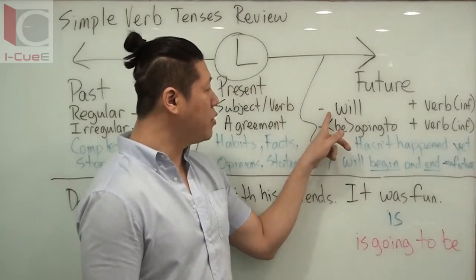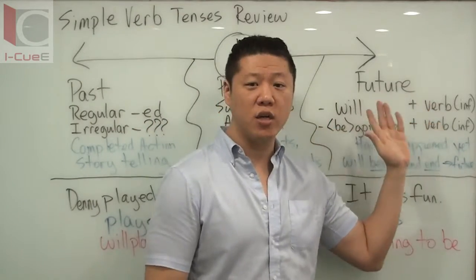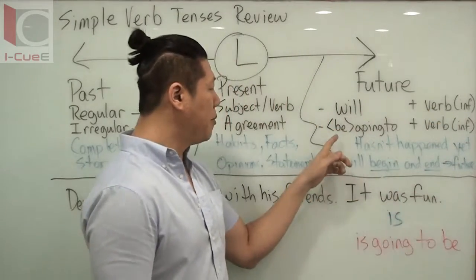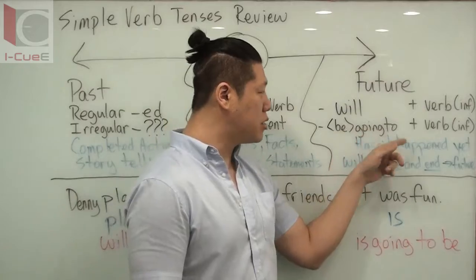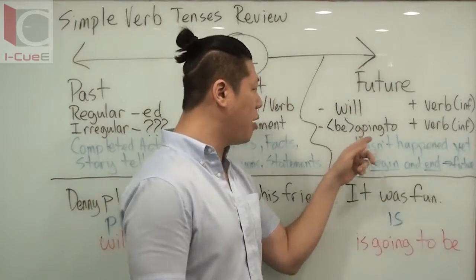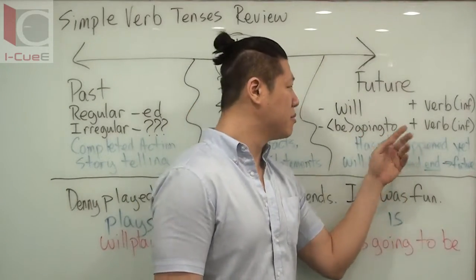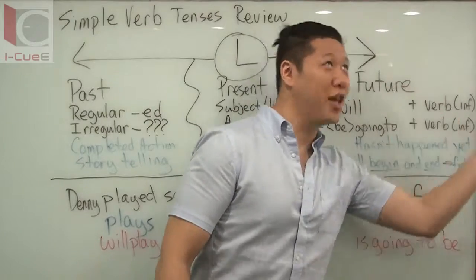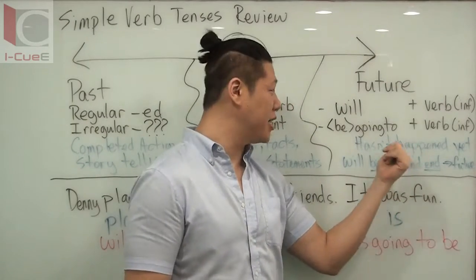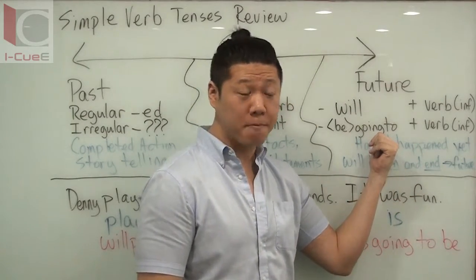So when we use the future, it's will play. It's not will to play. It's is, am, are going to play, not is, am, are going, well, to play, right? You're not going to add the second to because it's already there in the future, okay?